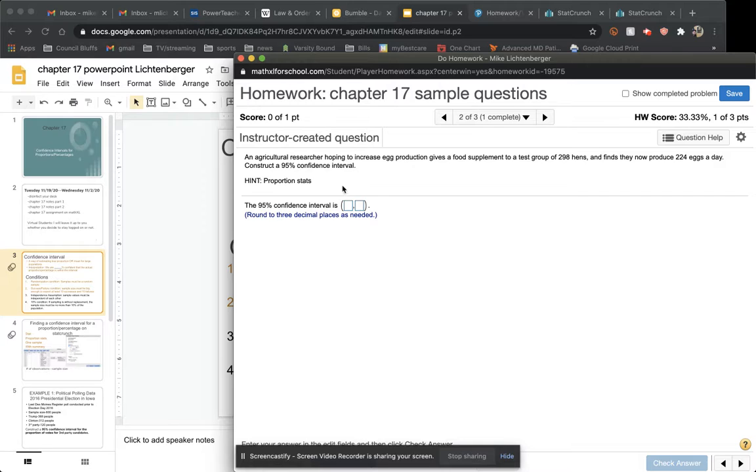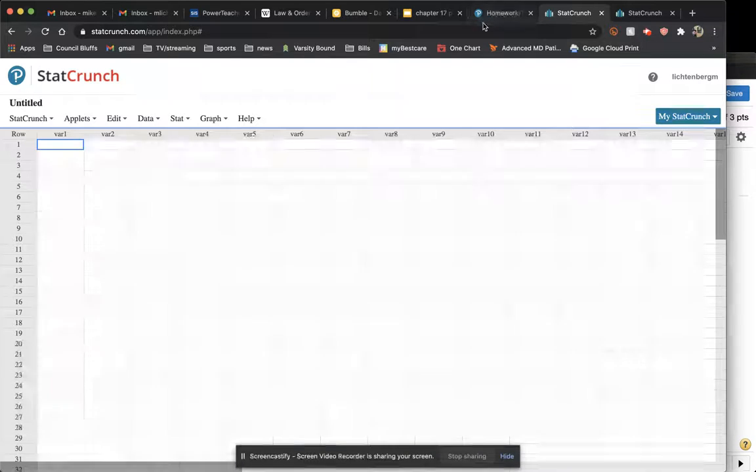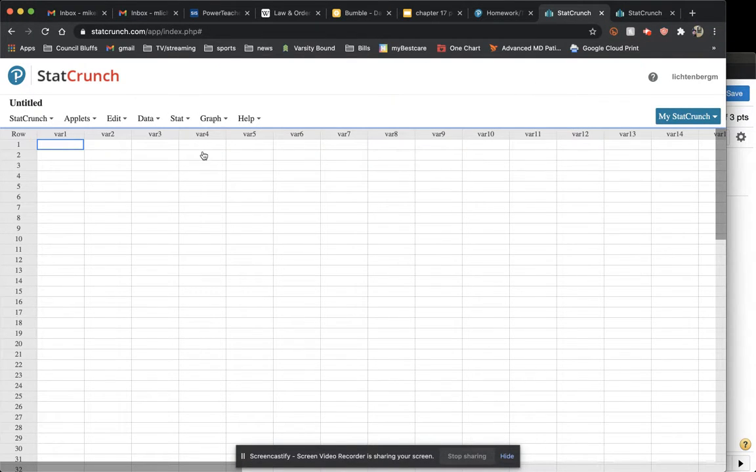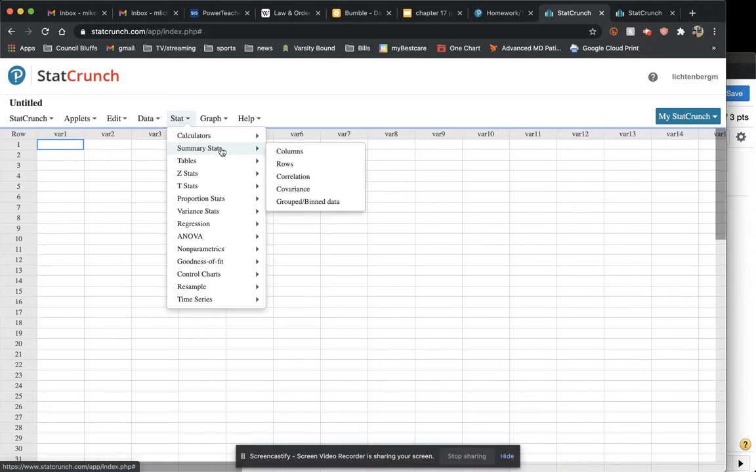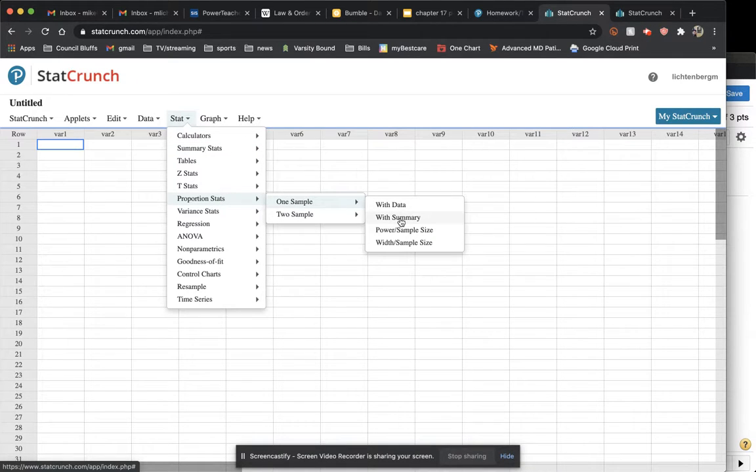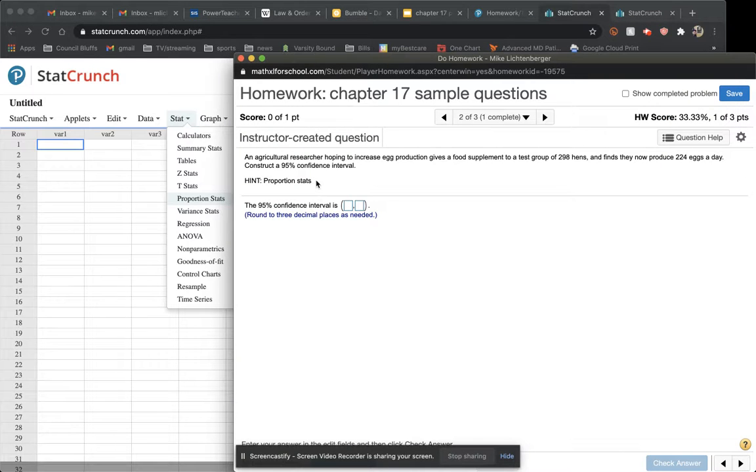Okay. An agricultural researcher hopes to increase egg production, gives a food supplement to a test group of 298 hens, and finds they now produce 224 eggs per day. Construct a 95% confidence interval. So for that, we're going to use StatCrunch. If you forgot from the notes, it's stat, proportion stats, one sample with summary. And that's also given in the hint here.